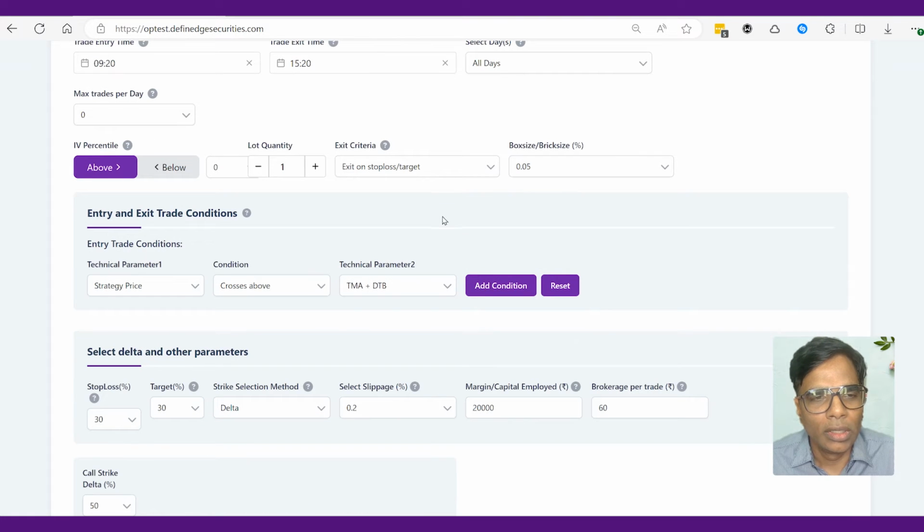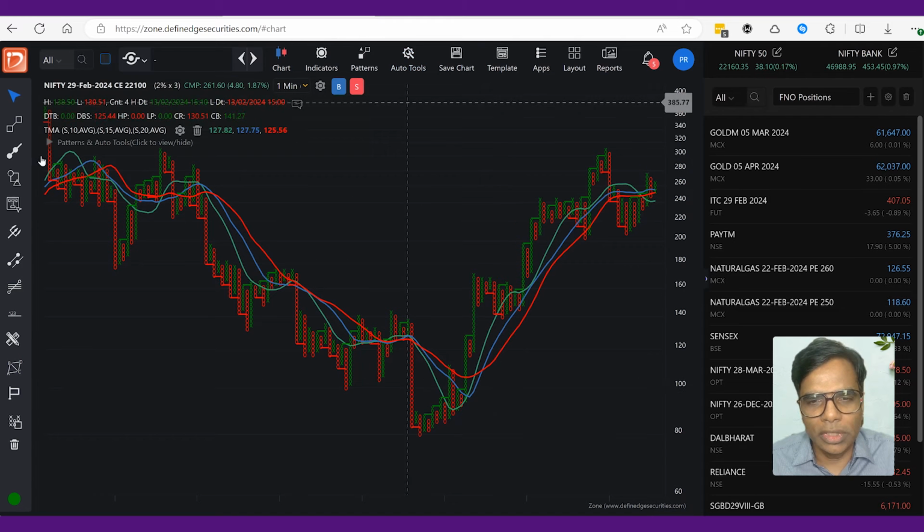The strategy that we are going to use will be a long call, and the entry for this long call will be based on technical parameters we call triple moving average and double top buy. Triple moving average is nothing but simple moving averages of 10, 15 and 20, plotted on the PNF chart, and then DTB is double top buy. This is a pattern in the PNF chart that has been developed by us, and let me show you how it looks. This is a typical PNF chart.